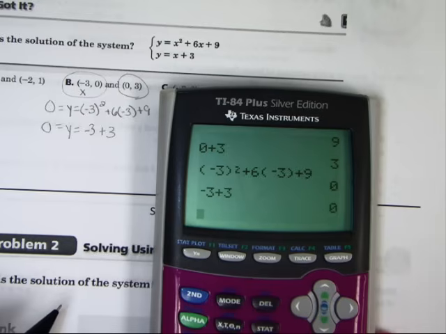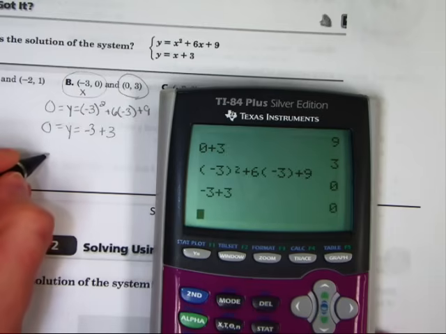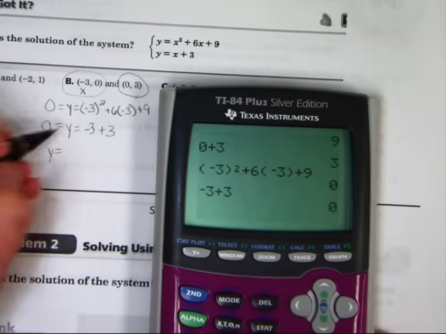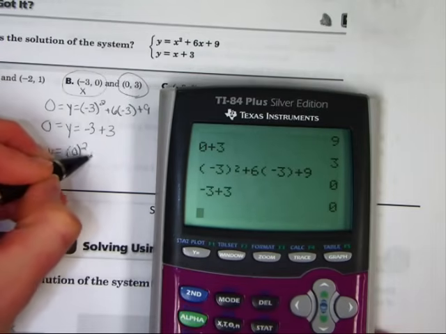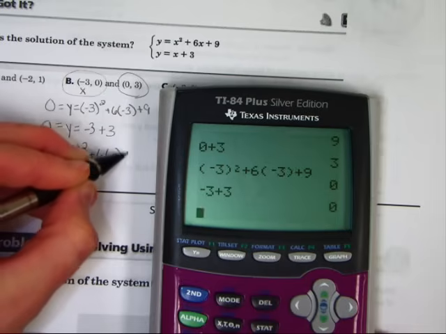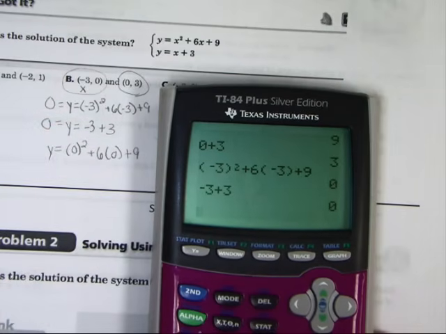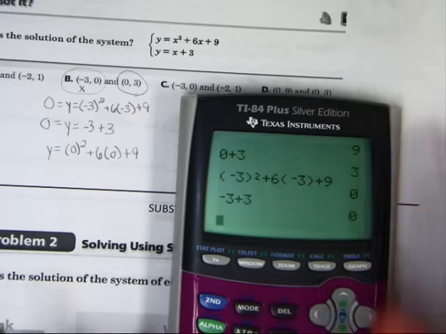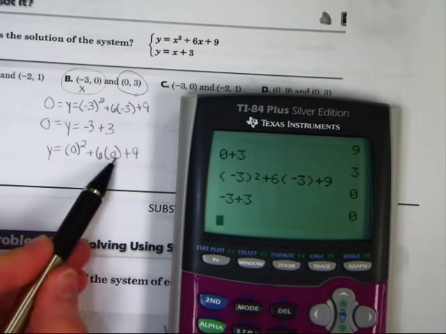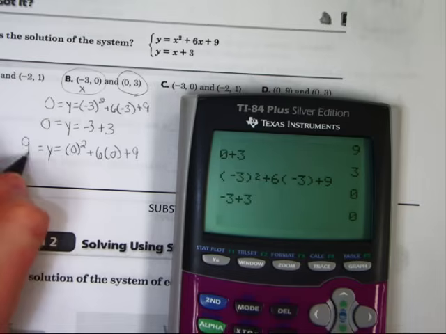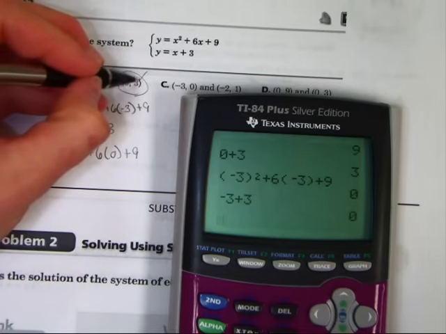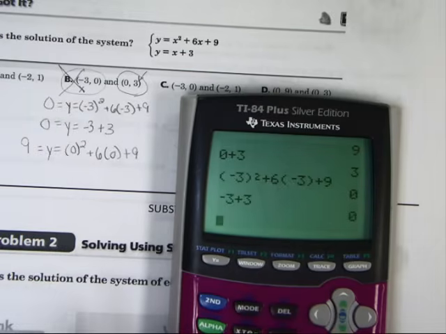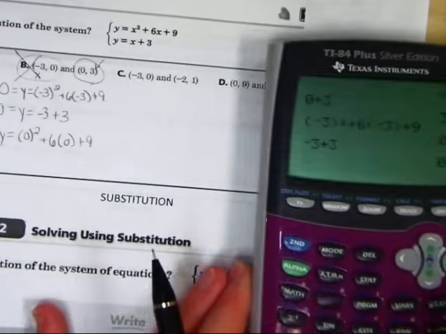So plug in a positive 3 for x now. So first equation, y equals, a 0 for x now. Y equals 0 squared plus 6 times 0 plus 9. Well, what is 0 squared plus, this is 0 plus 9 equals 9. What did I need to get out? Unfortunately, I needed to get a 3. Letter B cannot work. Go to C.